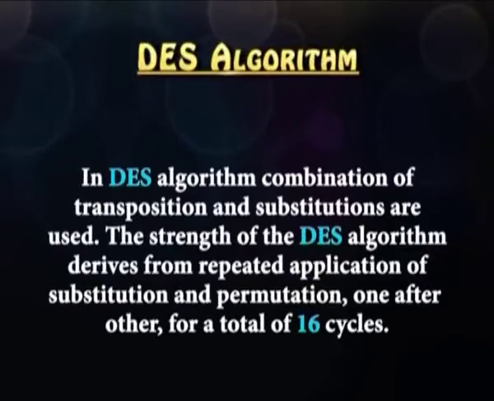In the DES algorithm, a combination of transposition and substitution is used. The strength of the DES algorithm derives from repeated application of substitution and permutation, one after the other, for a total of 16 cycles. That is, plain text is affected by a series of cycles of substitution and permutation. The iterative substitutions and permutations are performed as outlined in the figure shown.